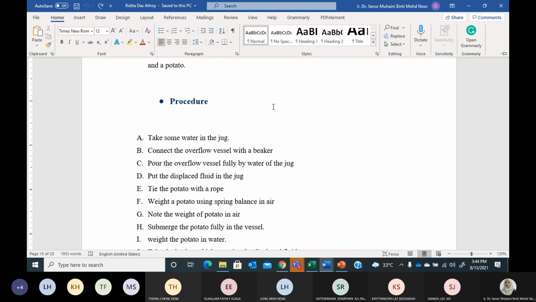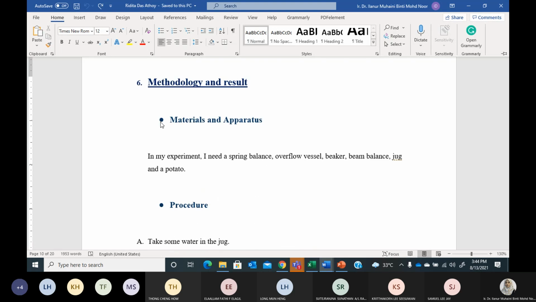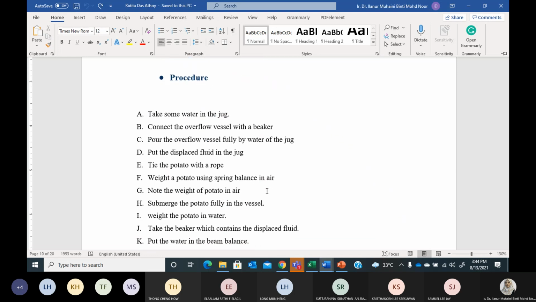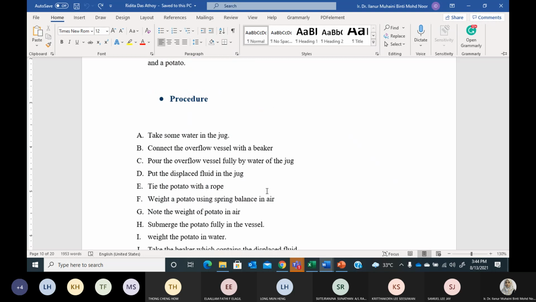Next is the procedure also. See this one dot. This is supposed to be 6, 6.1, 6.2. Okay, then it looks more professional. Then this one. Take some water in the jug. Connect the overflow vessel with a beaker. These are all present tense. Cannot. The experiment already passed. You already did it, then only you make the report. So the report must be in past tense.